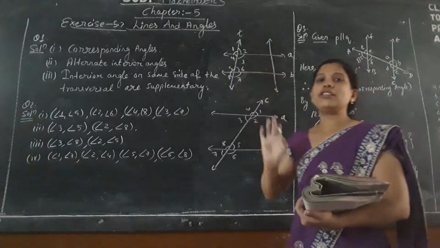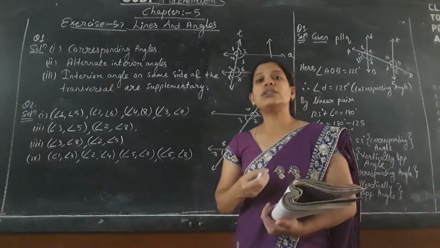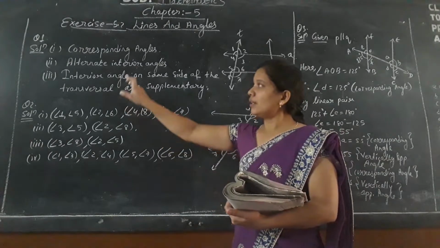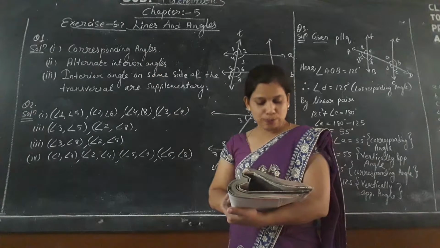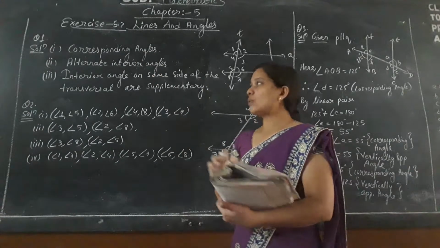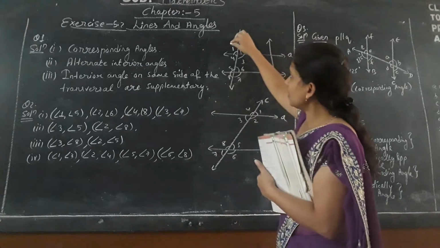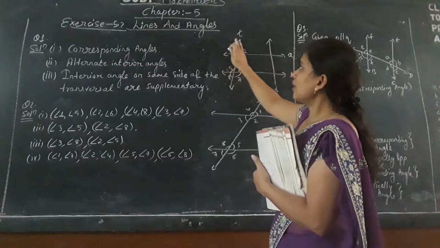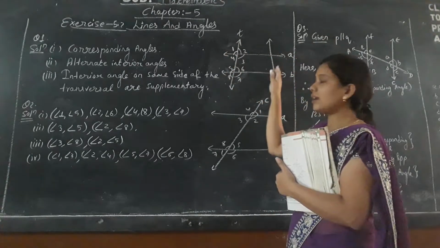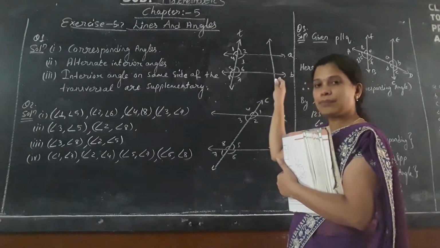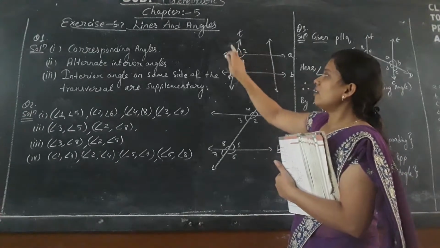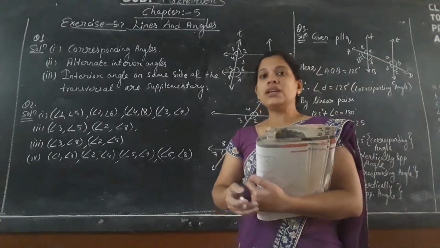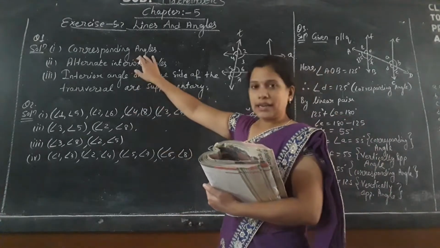Now here we have to state the property, or give the reason. In part A of the question, it is said that if A is parallel to B, then angle 1 is equal to angle 5. So this one is angle 1 and this one is angle 5. When line A and line B are parallel to each other, angle 1 will be equal to angle 5. Why? It is due to the corresponding angle property.